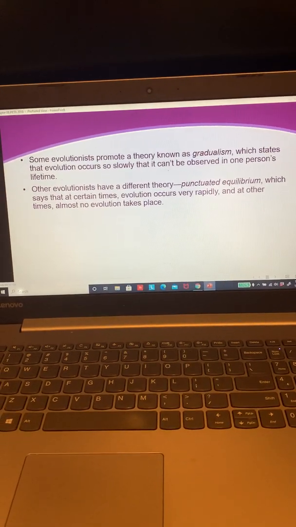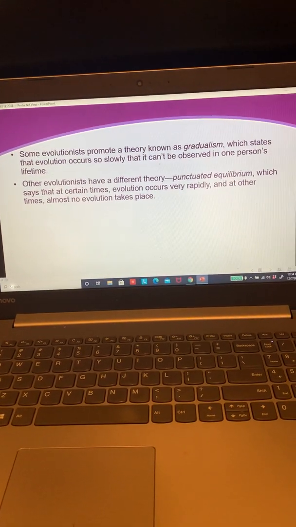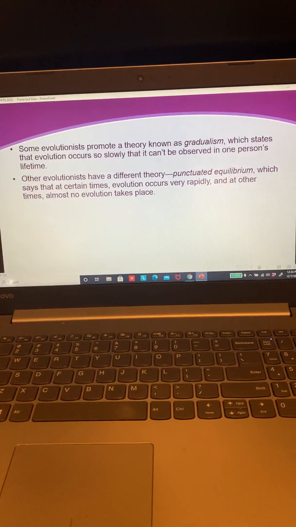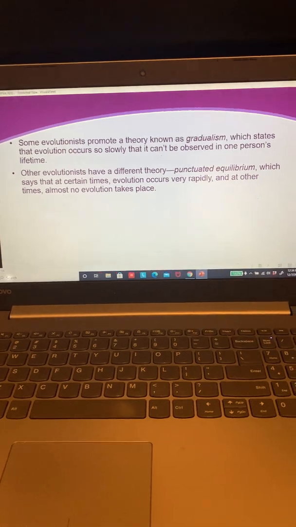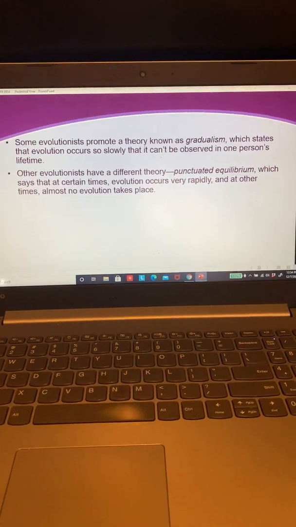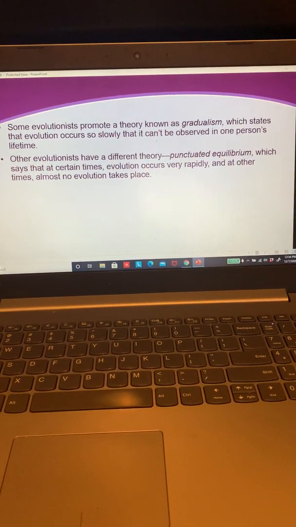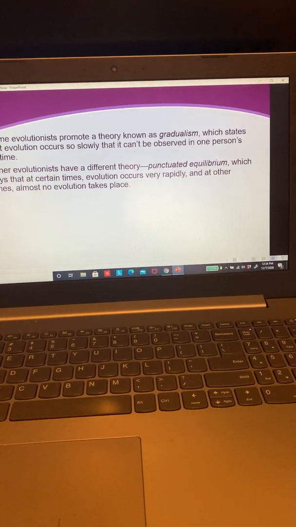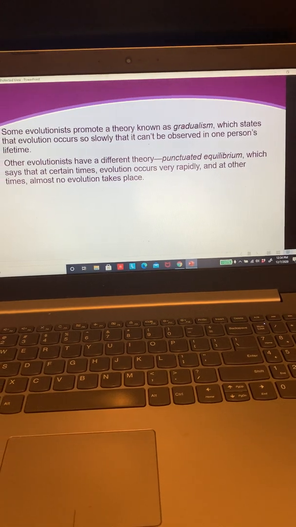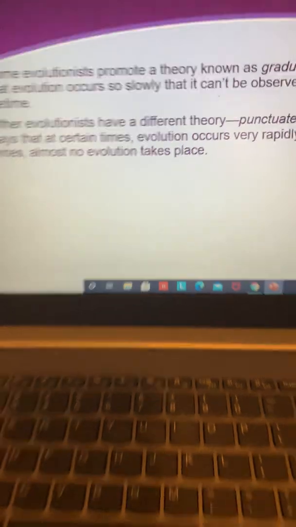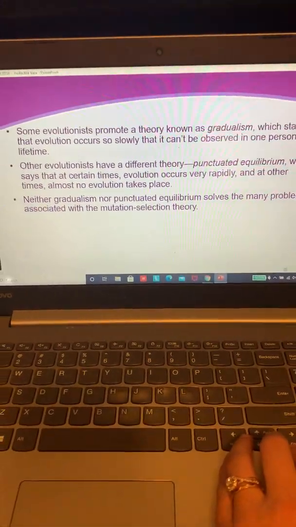Other evolutionists have a different theory, though. This is called punctuated equilibrium. It says that at certain times, evolution occurs very rapidly, and at other times, almost no evolution takes place. So right now, we could be in the part of punctuated equilibrium that no evolution is taking place. And before, when all of the organisms that created human beings, it could have happened super rapidly. And now we're at this part of the evolutionary period where evolution isn't taking place at all.